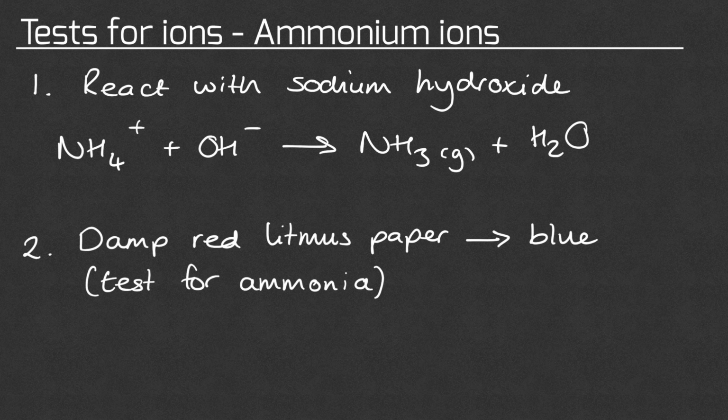However, by changing the ammonium ions into ammonia and then testing for ammonia, we can confirm that there were ammonium ions present. The litmus paper needs to be damp because the ammonia we've produced is a gas, so by making the litmus paper damp, the ammonia will absorb better onto the litmus paper. Ammonia is a base, so we'll see the red litmus paper turn blue.